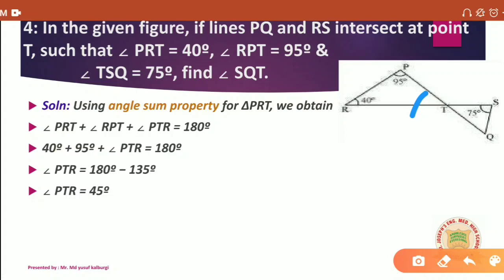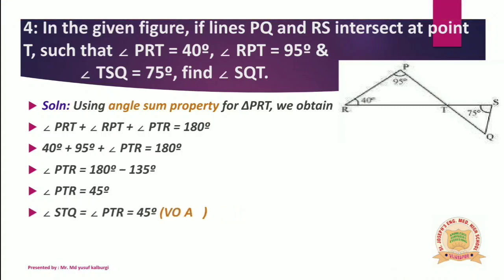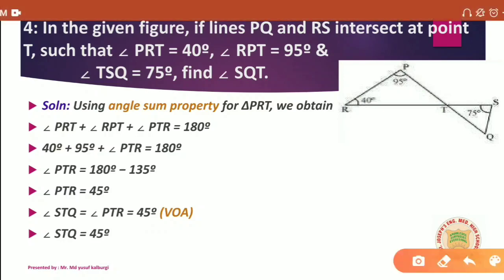Third angle we have got. Just observe that PQ and RS are intersecting lines. If they are intersecting lines, then their vertically opposite angles are also equal. So can I write PTR is equal to STQ? Yes, we can write that, because STQ and PTR are vertically opposite angles, equal to 45 degrees. So let us write that: STQ is equal to 45 degrees. Now just observe the second figure.